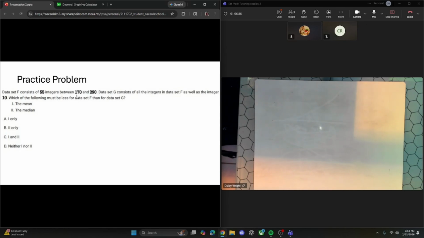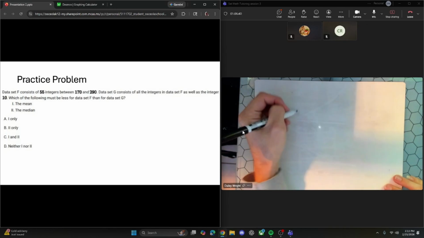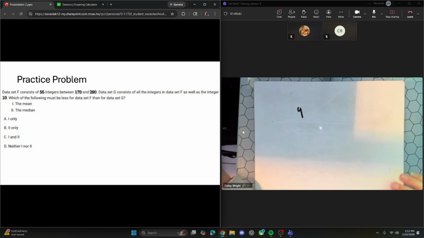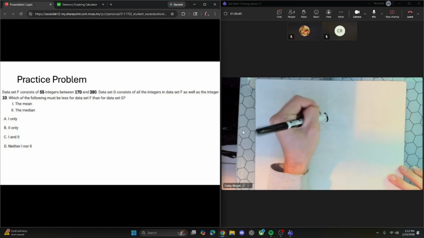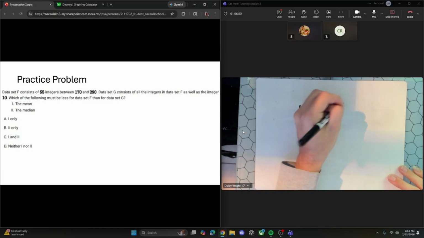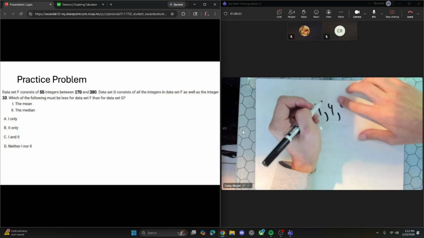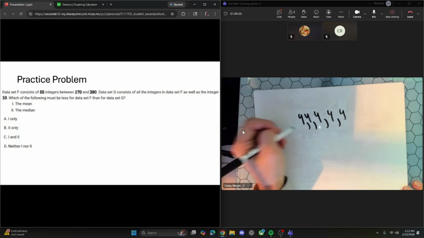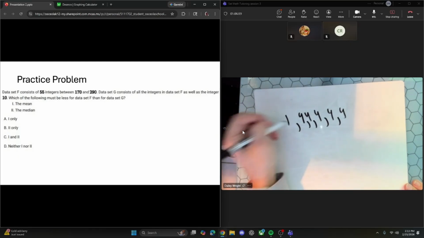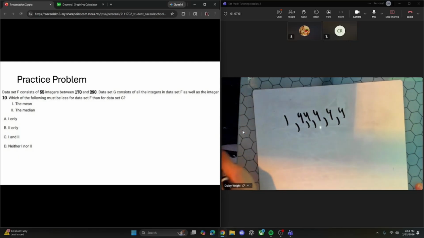Now, for median, that's not necessarily true. Because let's say you have a data set of integers between 2 and 10, but all of the integers are 4s. Let's say you have 5 4s, and then you add a number 1 to this. This doesn't change the median.